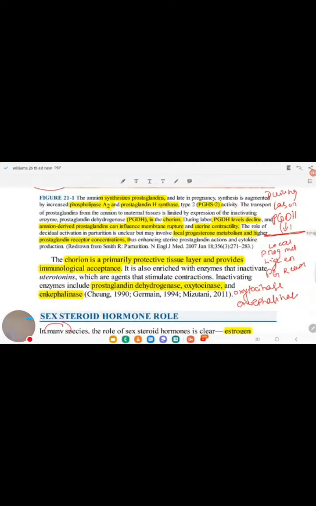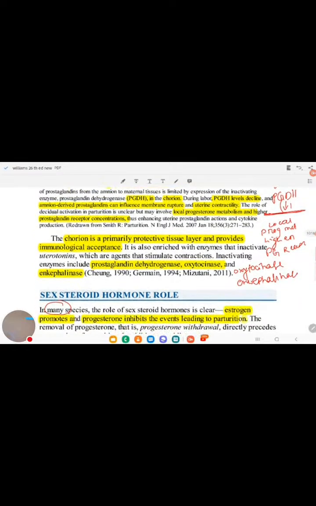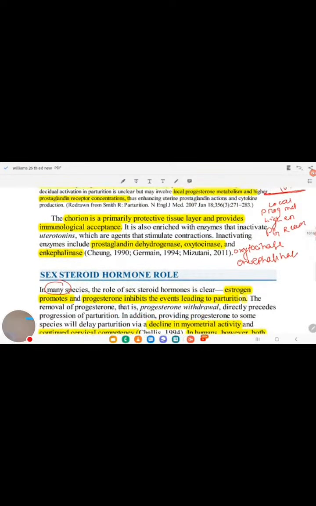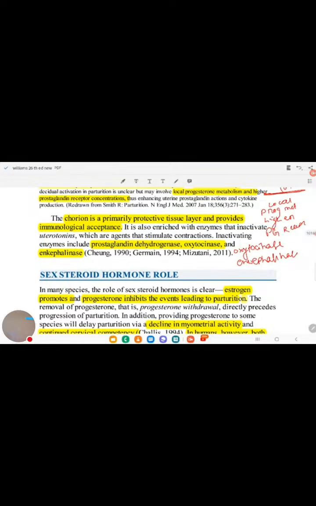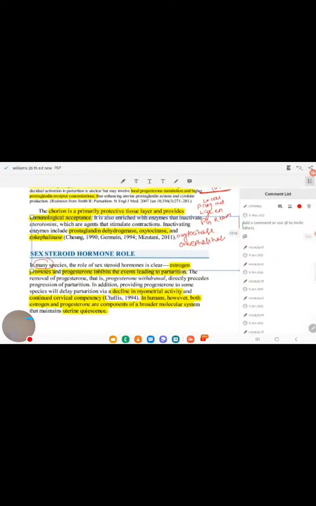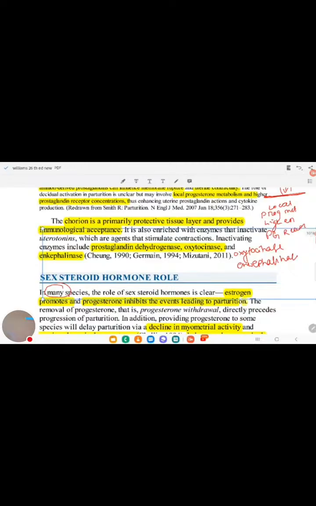What is the function of the chorion? The chorion is primarily a protective tissue layer that provides immunological acceptance. It is also enriched with enzymes that inactivate uterotonins, which are agents that stimulate contraction, like prostaglandin dehydrogenase. These inactivating enzymes present in the chorion metabolize the prostaglandin, oxytocinase metabolizes oxytocin, and enkephalinase metabolizes enkephalin. So all these things protect against early initiation of labor before term.